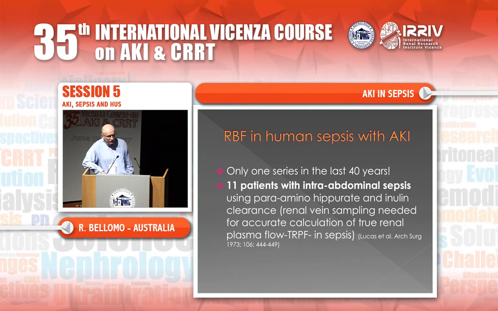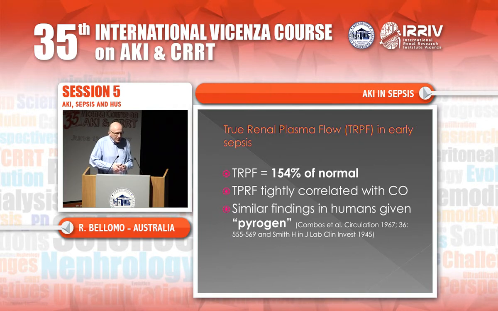So you go back and try to find literature, and this is what we could find in 1973, the days before ethics committees stopped doctors from doing crazy stuff. And this is 11 patients with intra-abdominal sepsis where these measurements were made. And in these patients, the true renal plasma flow, which can be calculated from para-aminohippurate clearance, was elevated, and really not that different from what we see in the animals, about 50% above baseline. And it correlated nicely with cardiac output. That is, the higher the cardiac output, the greater the plasma flow in the kidney.